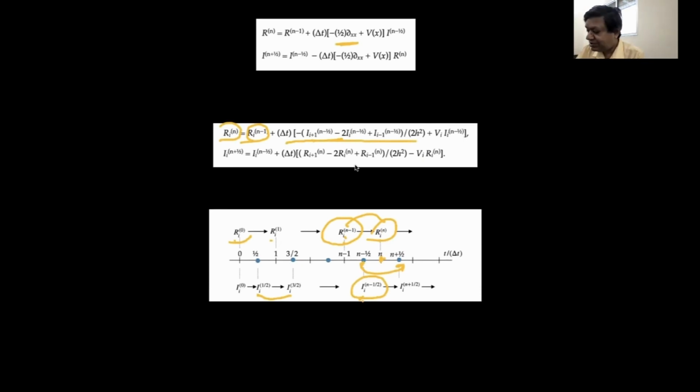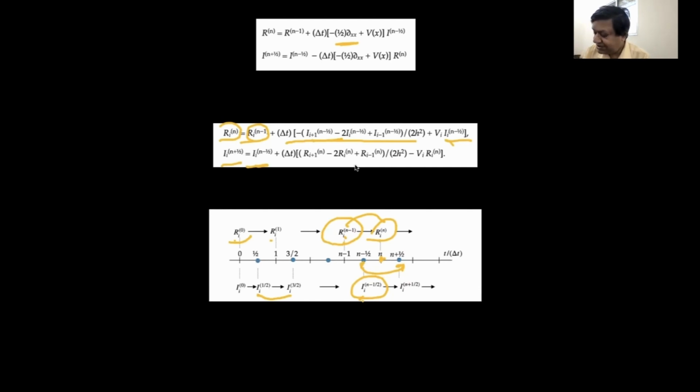Okay, so these are midpoints, and the imaginary part goes from n minus half to n plus half with R at n. Okay, so the midpoint for the imaginary part is the real part.